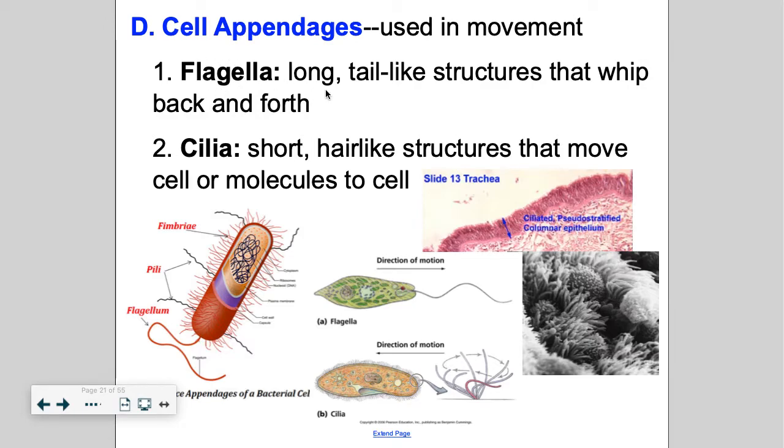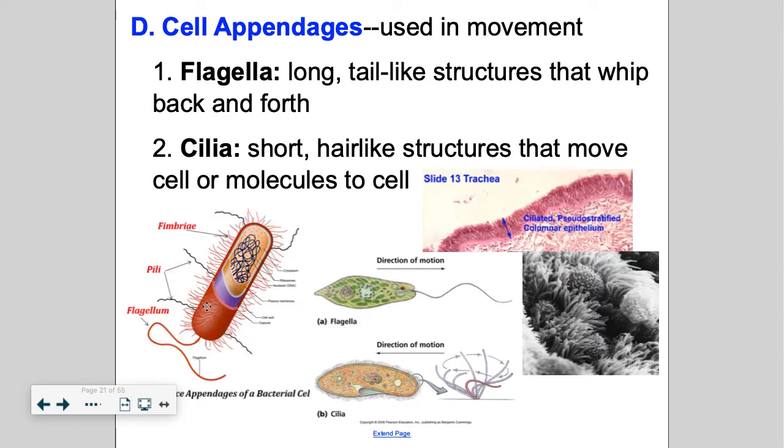The flagella, which is a long tail-like structure that whips back and forth. You can kind of see that on this bacteria cell, we do have a flagella, this long tail-like structure. It spins like a propeller or undulates like a snake in some species, and it helps them move in their environment.